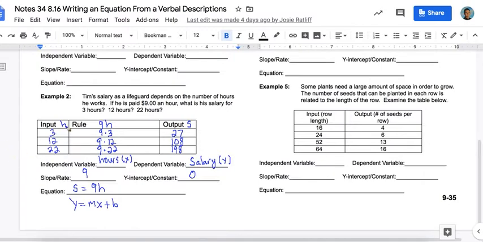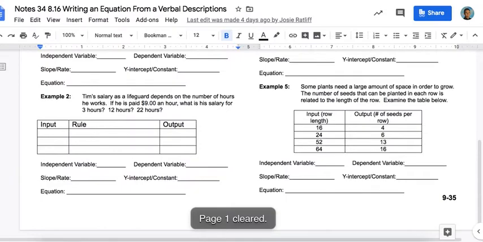Okay, so what we're doing here is we're using our equation to figure out what a set of inputs equals to give us the output. Okay, so we're using our equation to find information.